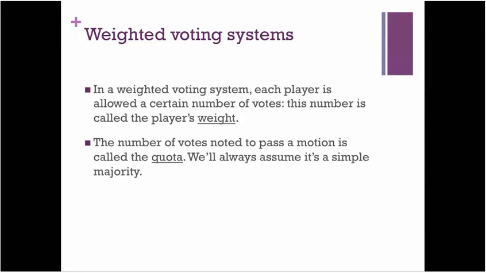We're going to call the number of votes needed to pass a motion the quota, and although in the textbook and elsewhere you might see that this is allowed to be something else, we're always going to assume that it's a simple majority. That is to say, at least half and not exactly half, because that would allow the possibility of a tie. So for example, if there are 7 players, each with a single vote, then the quota will be 4. If on the other hand the total number of votes available is 10, then the quota is not 5 but rather 6.